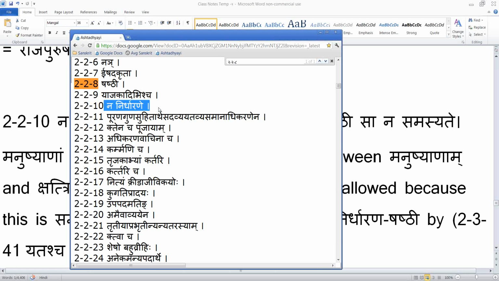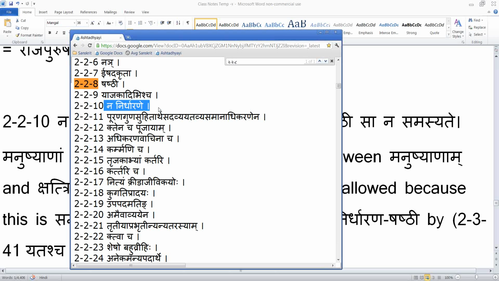Apavada means that one sutram applies in a subdomain of another sutram, which is called utsargaha, and that subdomain sutram is the apavada, which gives an alternate operation. It gives a different operation than what would have happened by the utsargaha. That's what is called an exception, or an apavada.